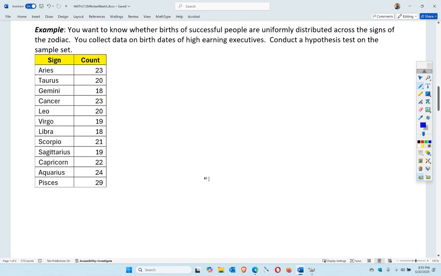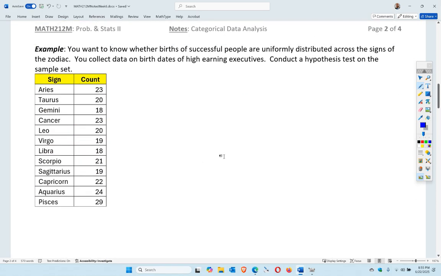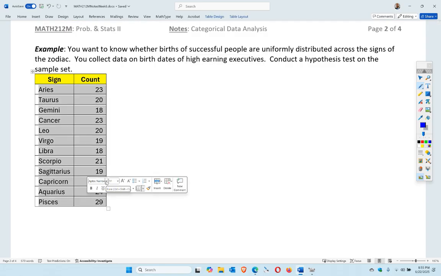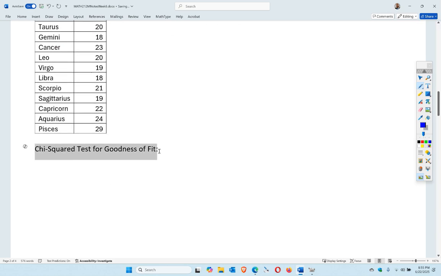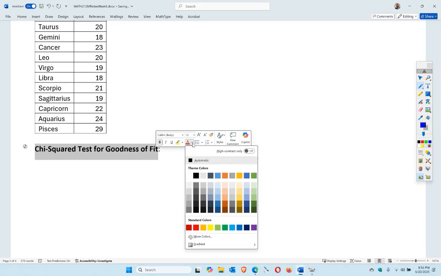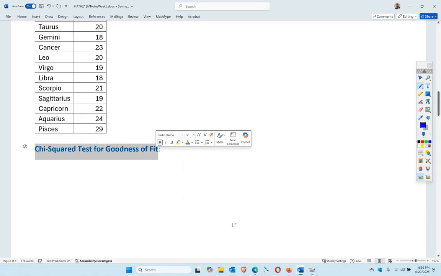Okay, let's do a problem here. So let's say we go out and collect data on high earning executives, and we figure out when they're born. So we have them by sign. So does sign indicate high earning individual? Okay, so basically this is a chi-squared test for goodness of fit, right? All right, bold and blue.